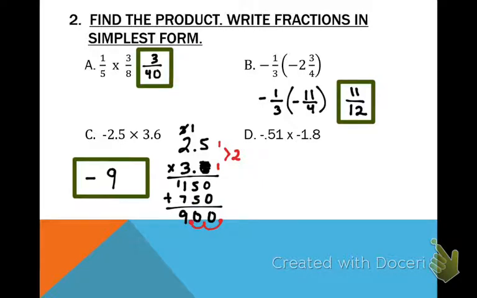Let's do another example. Starting off here, is my answer going to be positive or negative for problem D? Positive. How can you tell that?